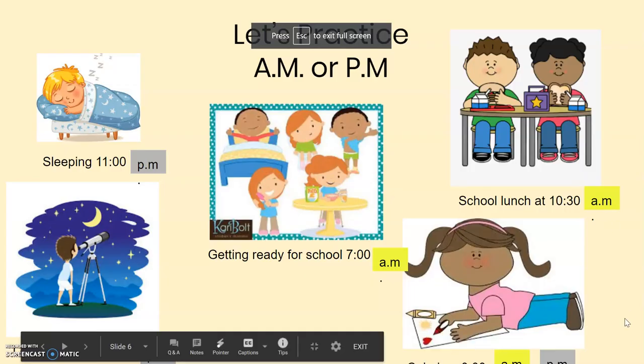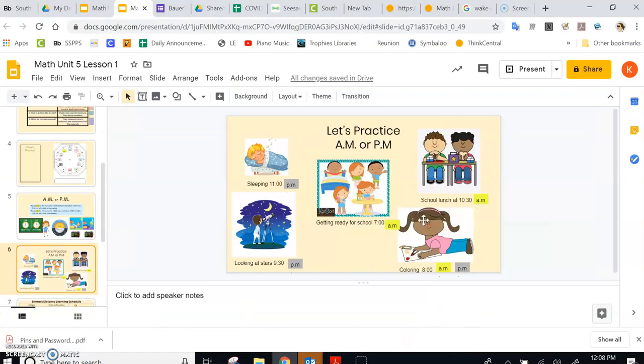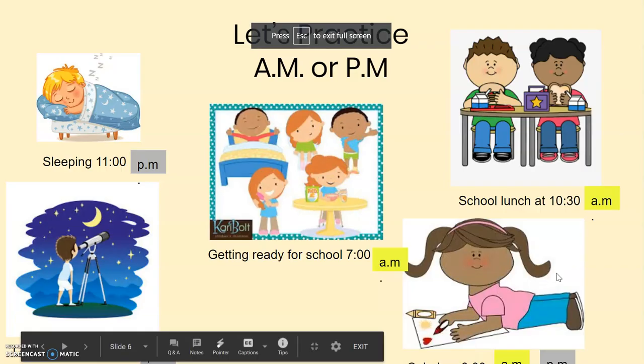So let's look closer at that. Some activities are only evening activities, and some activities can be throughout the day, or it could be AM or PM.